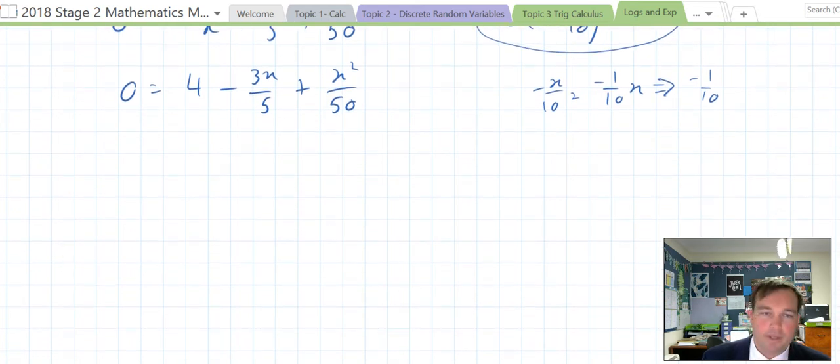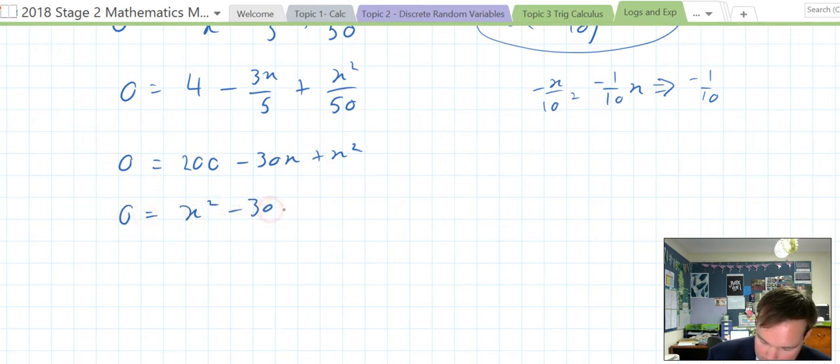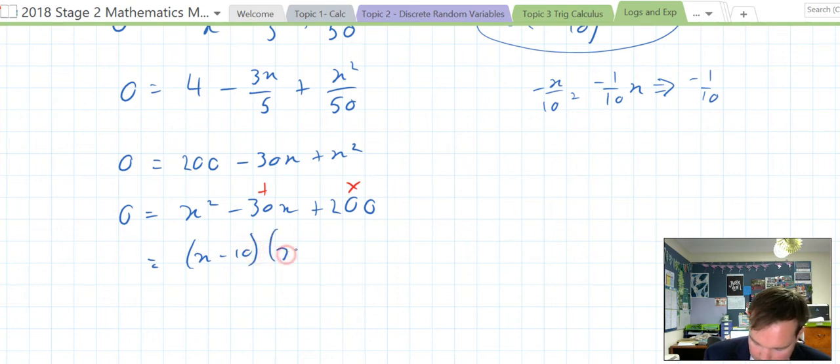Now, basically we're going to keep knocking off these denominators because they're ugly things. I'm going to multiply everything by 50. So 0 equals 200 minus, if that's multiplied by 50, it'll become 30x plus x squared. And the way we typically see this, because the quadratic is x squared, take 30x plus 200. And now we're thinking for things that add to minus 30, multiply to 200, remembering our quadratics. And if we do a bit of thinking there, that could easily be x take 10, x take 20. Therefore, the number of kettles produced is either 10 or 20.